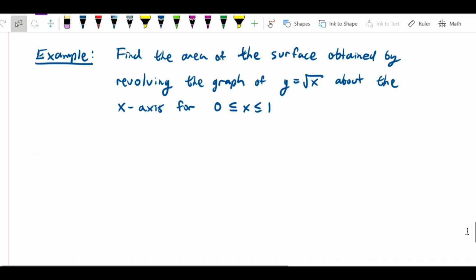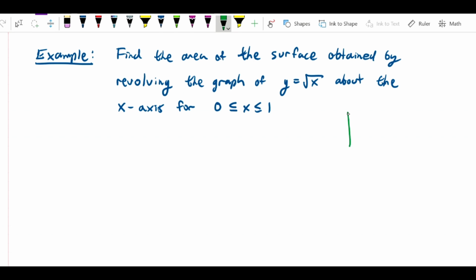Okay, so here's an example of how to calculate the surface area of revolution. Let's find the area of the surface obtained by revolving the graph of y equals square root of x about the x-axis for 0 less than or equal to x, less than or equal to 1.